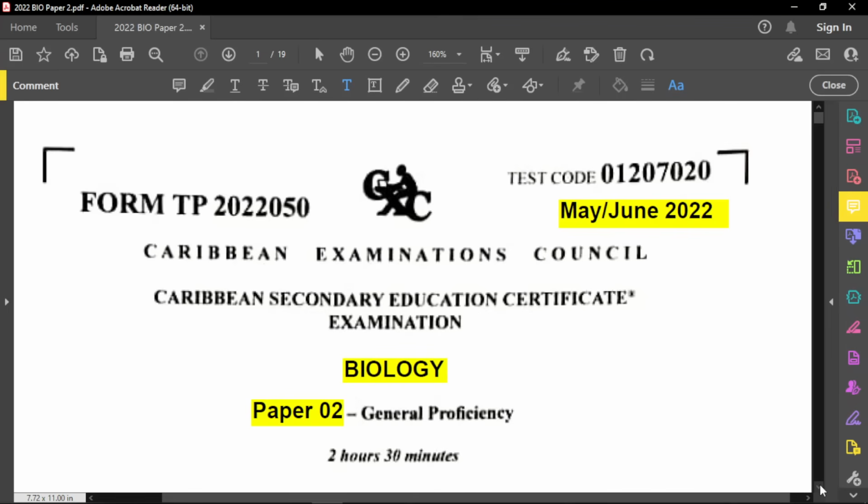Now today we're reviewing this CSEC past paper for biology, paper 2 from the year 2022. Before I start this review, I want to point out a few things.